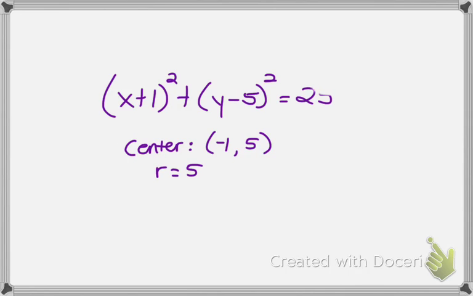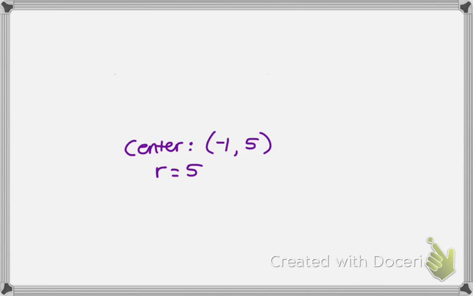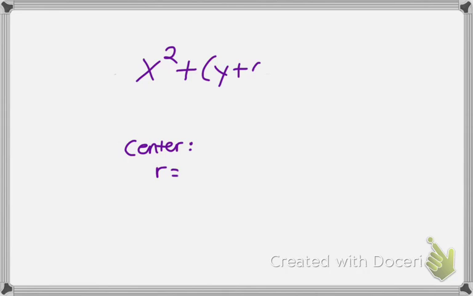All right, let's change it up a little bit. What if the equation was x squared plus (y plus 6) squared equals 36? What would be the center? Cody? 0 and negative 6. Perfect. And the radius?